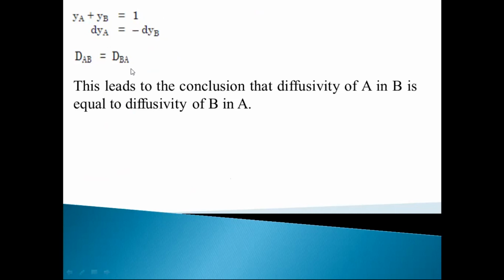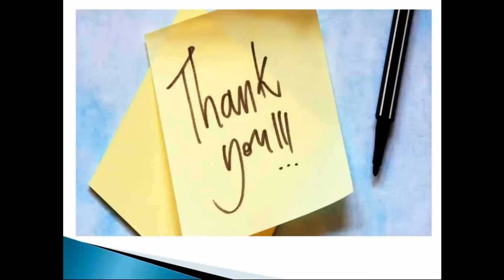This is a special case, but in the exam this can be asked, meaning prove that DAB is equal to DBA. So this is your final result, and this leads to the conclusion that the diffusivity of A in B is equal to the diffusivity of component B in A. So DAB is equal to DBA. This derivation can be asked for 7 marks or 5 marks. Okay. So this is all for today. Thank you very much.